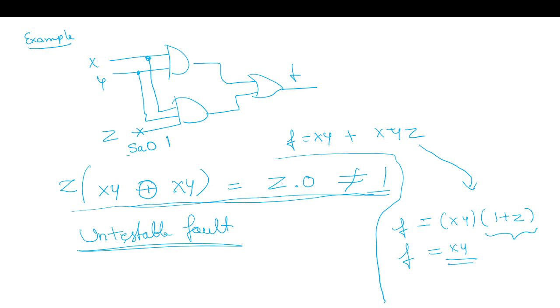Is your question why this fault is untestable? Yes, ma'am. Okay. So the fault is untestable because we want this expression. This we got when we applied f equal to 1, and this we obtain when f is equal to 0. When both values are the same, 0 0 or 1 1, XOR gives our output 0, and with z this will always give 0.